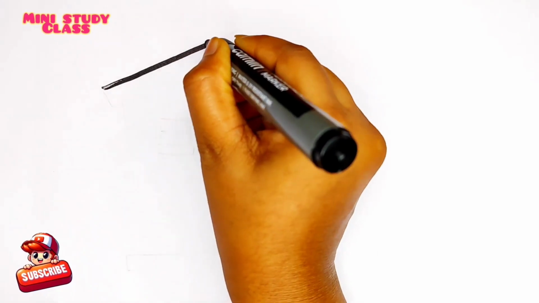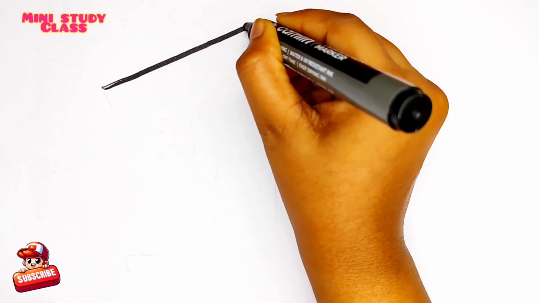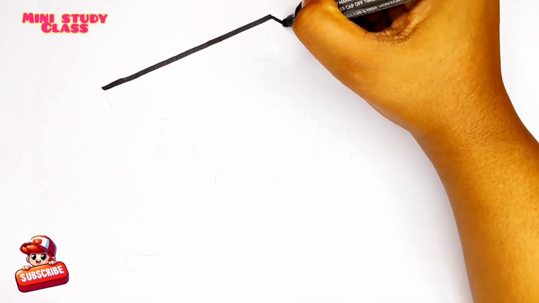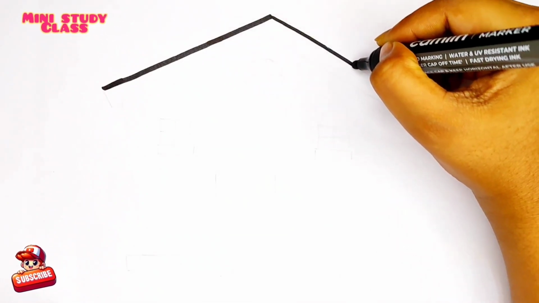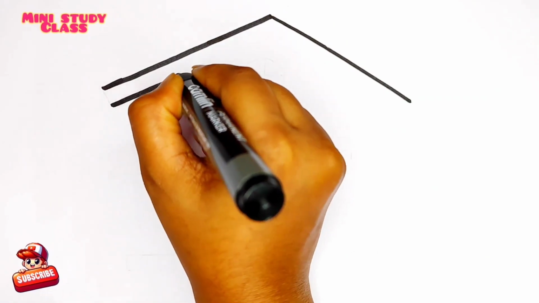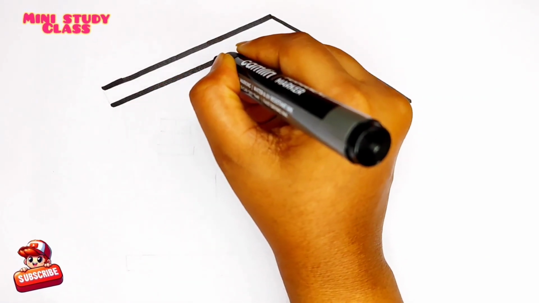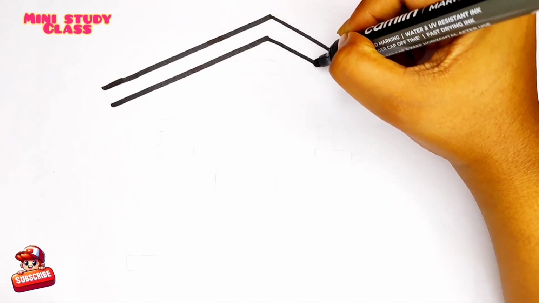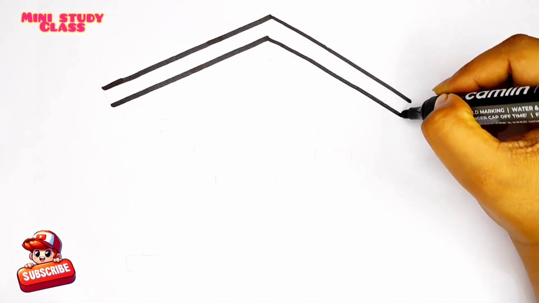Now, we start the drawing. First, we draw a straight line. Parallelly, we draw another straight line. And join these two. Here, our roof drawing is completed.